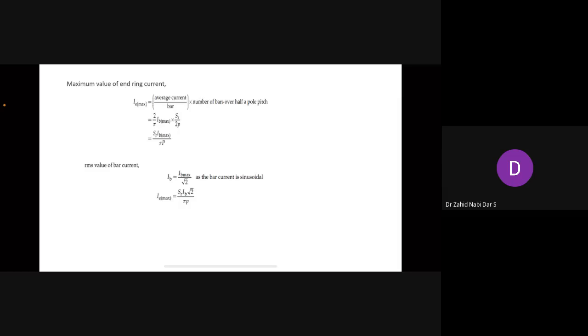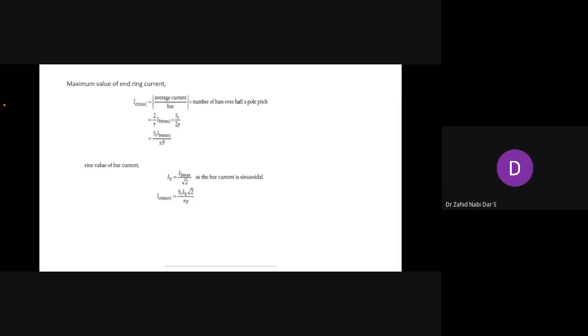To find the RMS value of end ring current in terms of bar current, we know that I_B is equal to I_B max by root 2. So when we substitute this I_B max in the maximum value of end ring current, I_E max will be equal to S_R into I_B into root 2 divided by pi p. So thank you.